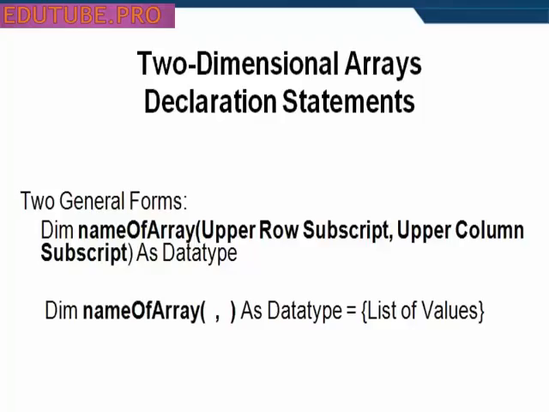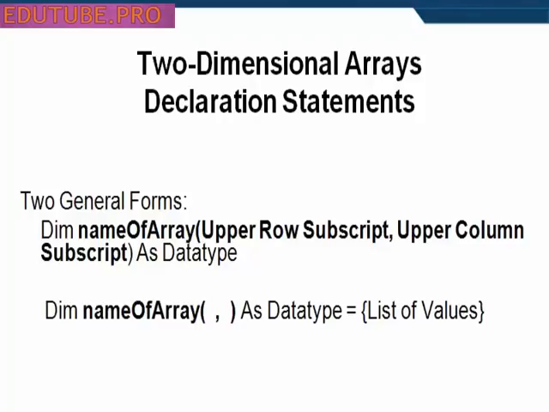Provided are the two general forms of declaring a two-dimensional array. The first example is to declare an array with a name just as you would with a single-dimensional array, and then provide two subscripts. The first subscript is the upper subscript for the row, and the second one is the upper subscript for the column. Again, just like single-dimensional arrays, this does not mean the number of rows or the number of columns, but rather the upper subscript. And of course, you also need to specify a data type, which is going to dictate what type of data can be stored in that array.